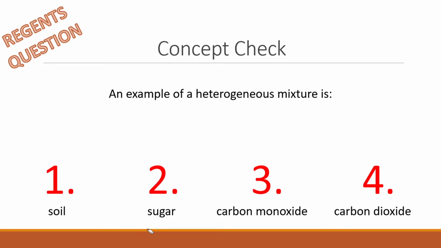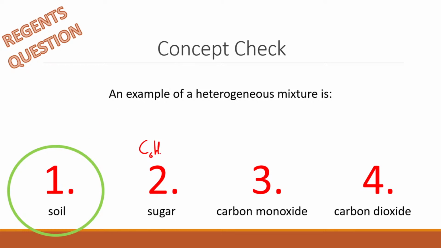Here our answer is choice 1. Soil is made up of a bunch of different things. Soil is actually, of the 4 choices, the only one that is a mixture. And on top of that, if you take 2 different soil samples from even 10 feet apart, they will have different stuff in them, right? Different seeds, different rocks, different dirt, different leaves, different everything.